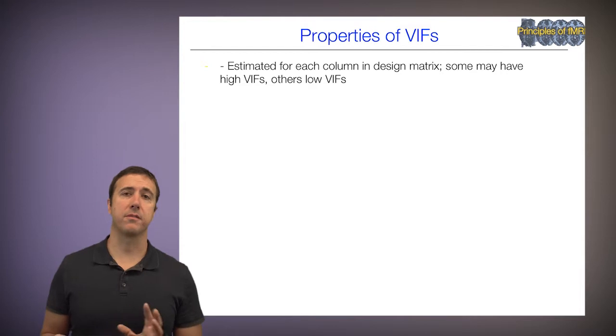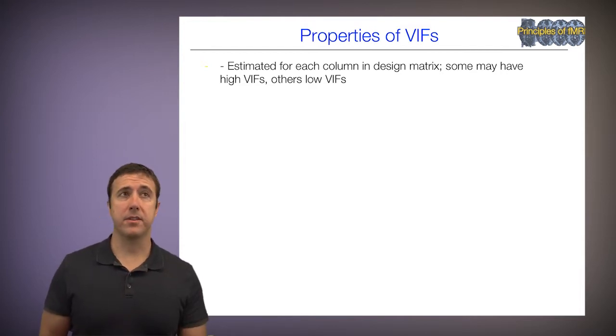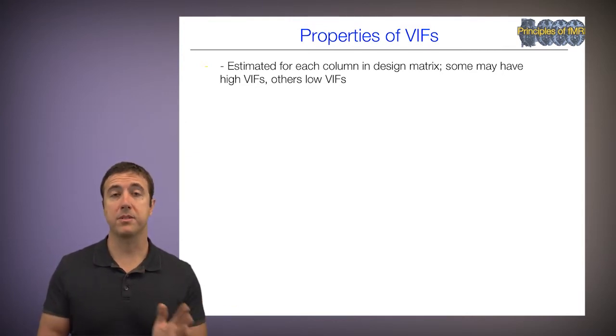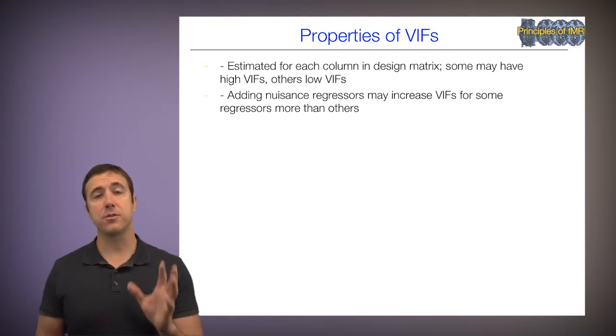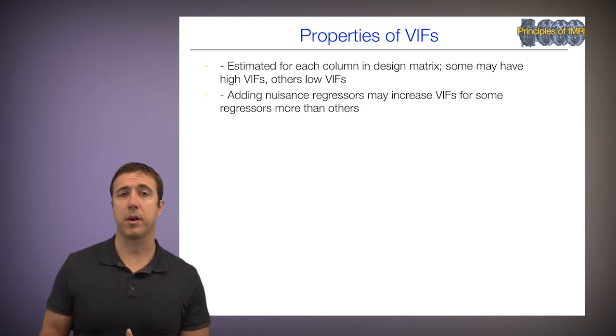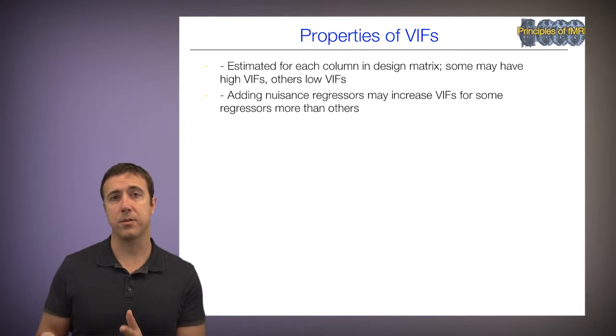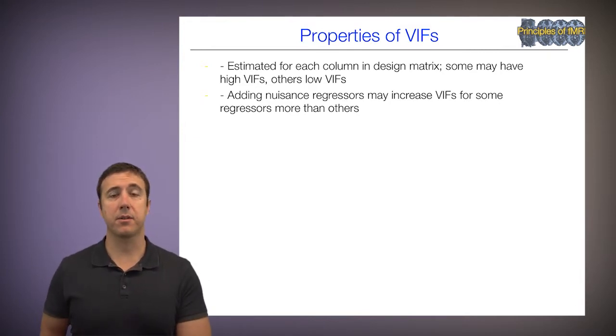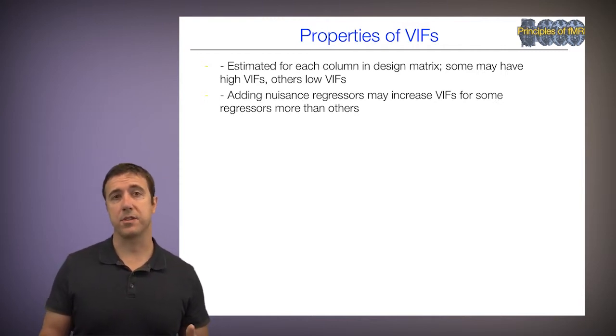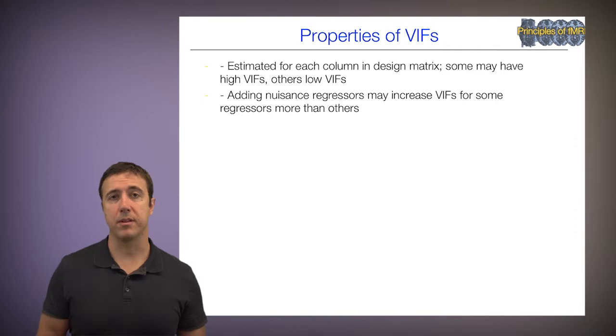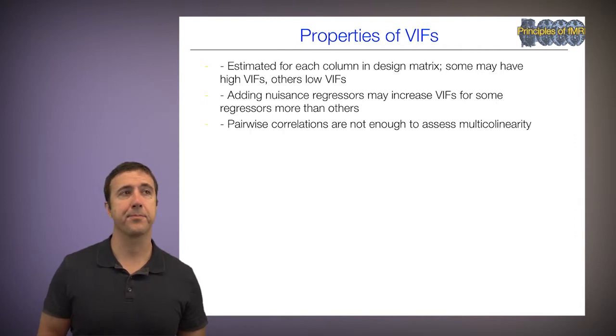So here are some properties of variance inflation factors. It's estimated for each column in the design matrix. So some columns may have high variance inflation factors, others low variance inflation factors. So I can have a multicollinearity problem only with a subspace of the design. Adding nuisance regressors, for example, head movement parameters and other physiological noise parameters to an fMRI design matrix might increase the VIFs for some regressors more than others. And we'd like to know what's the increase in variance inflation factor when I include those nuisance regressors in the model. That can give me clues about task-correlated head movement and physiological artifacts.